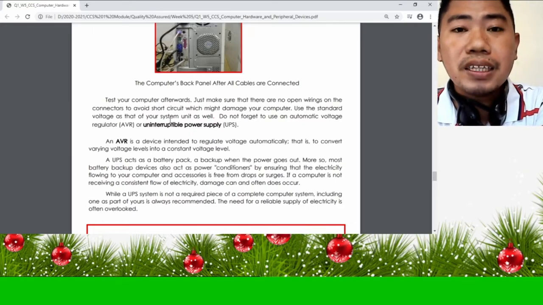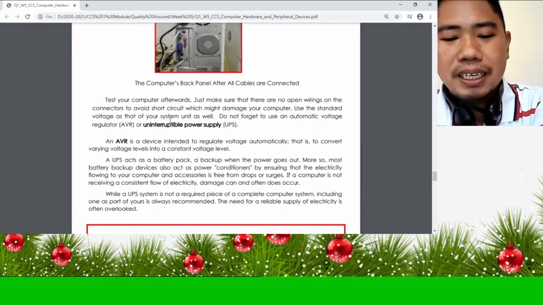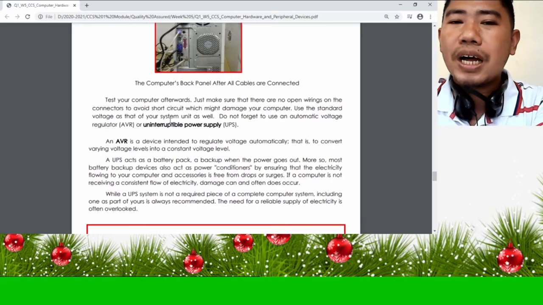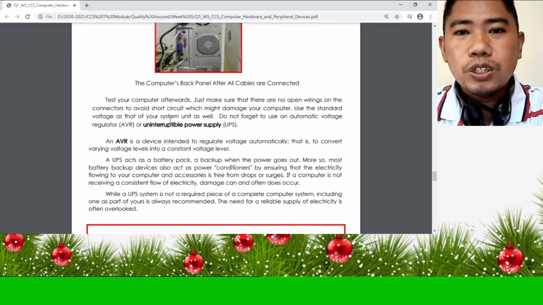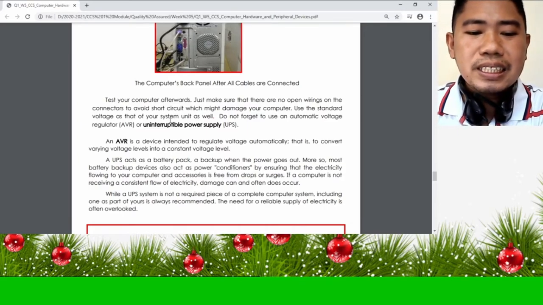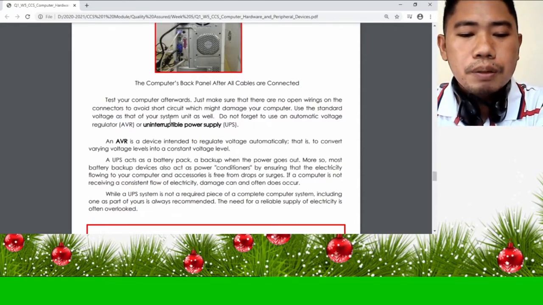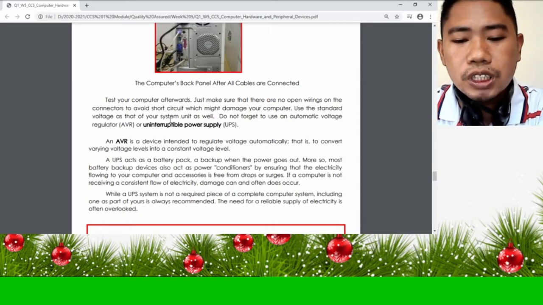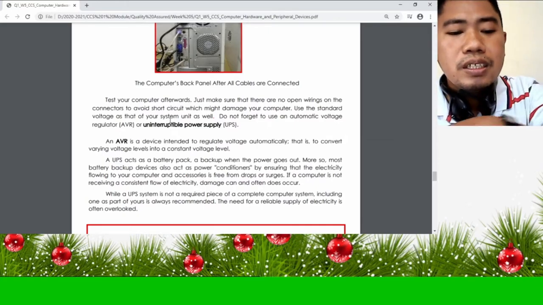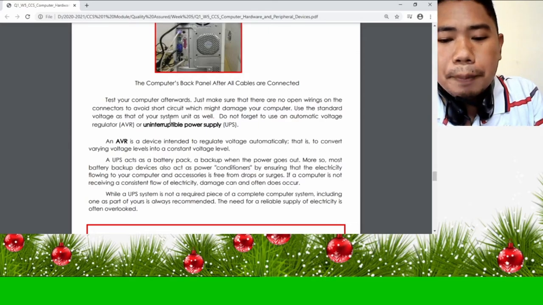UPS. A UPS acts as a battery pack. It serves as a battery for when there is a brown out, so your computer does not shut off suddenly, which would lead to damage. So at least the UPS is a backup when the power goes out. More so, most battery backup devices also act as power conditioners by ensuring that electricity flowing to your computer and accessories is free from drops or surges.